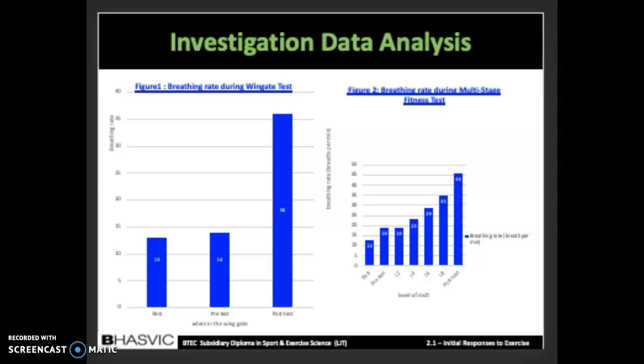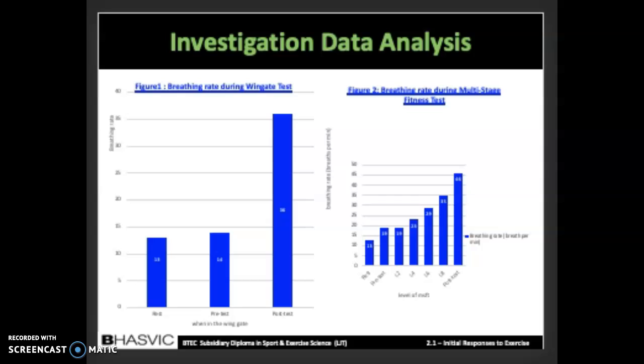However, once the Wingate power test starts, the breathing rate will increase too, to cope with the demands of the high-intensity exercise. 36 breaths post-test. The estimated tidal volume at maximal work is 3,000 to 4,000 millilitres, and the ventilation is 126 litres.